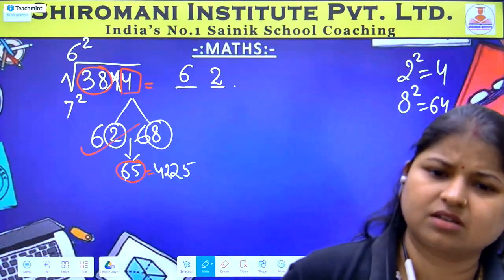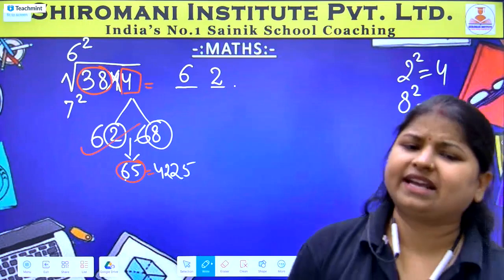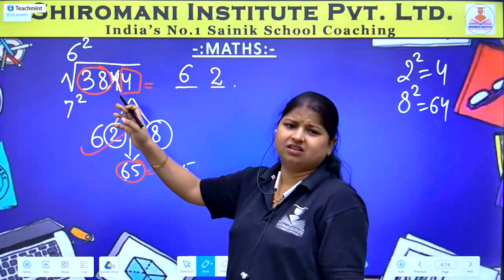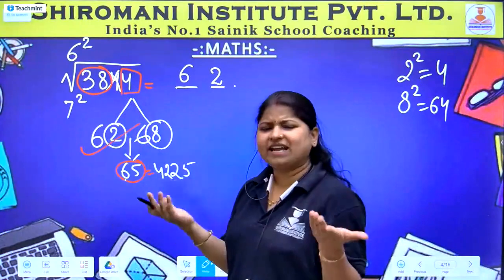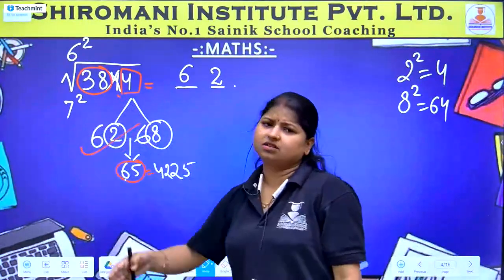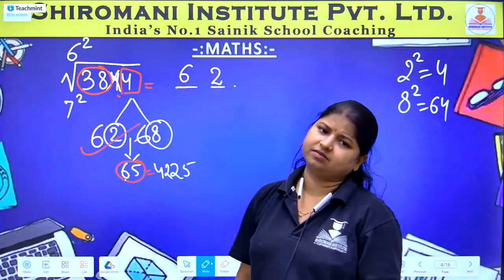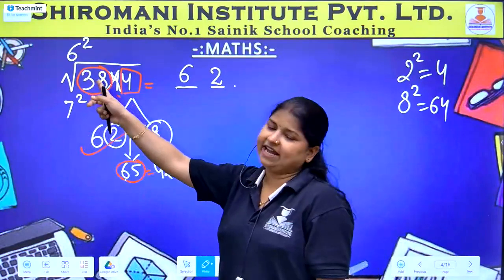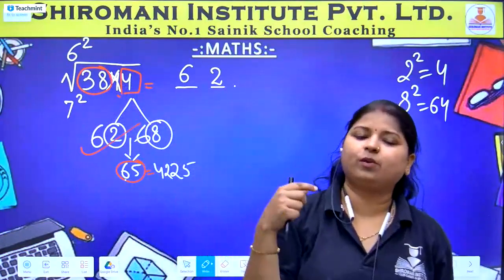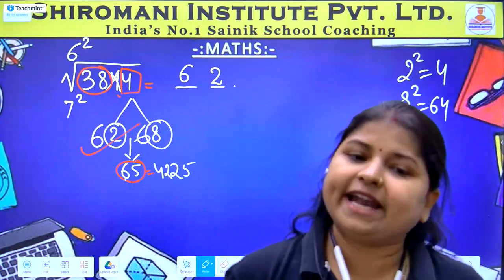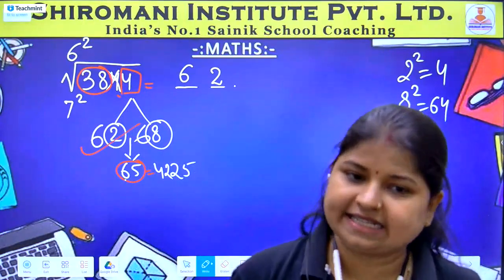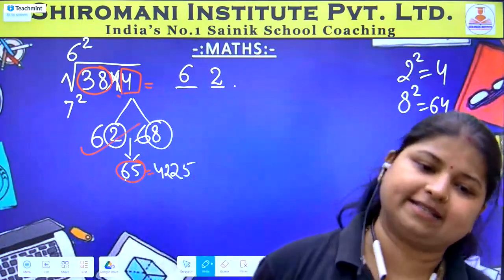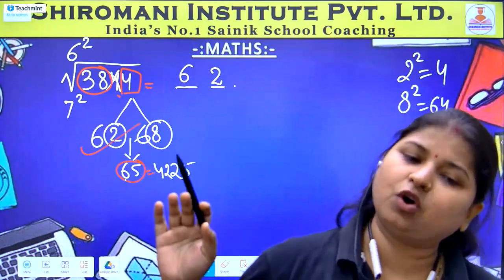Ma'am, I didn't understand the second step. Second step, which one? Cutting the four part. After cutting this 4, we are left with 38. Just see, this 38 comes between which two squares? Between the square of 6, that is 36, and the square of 7, that is 49. You will take the lesser number, that is 6. So your answer would be 62 or 68.